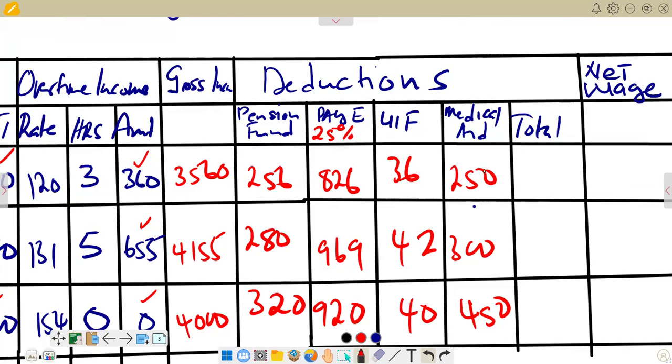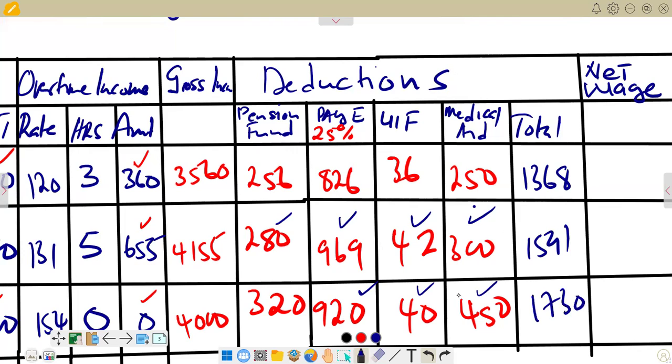Then we have to get the total of deductions for the first week. We are saying 256 plus 826 plus 336 plus 250. The total that we are supposed to get there is 1,360. Then here we start with pension 280 plus 969 plus 42 plus 300. Then the total that you're supposed to get there is 1,791. Then for the third one, we are saying 920 plus 40 plus 450. Then it gets 1,730.